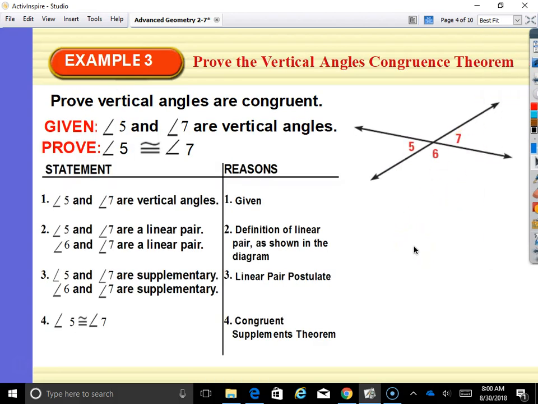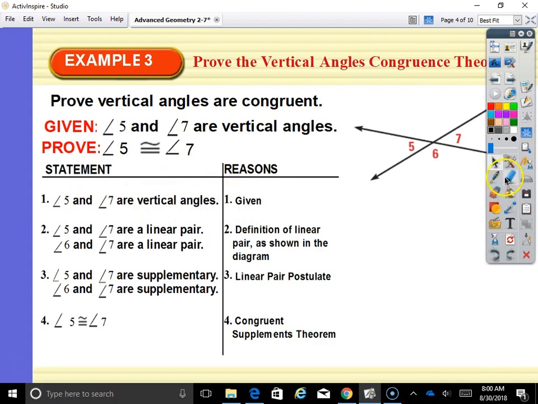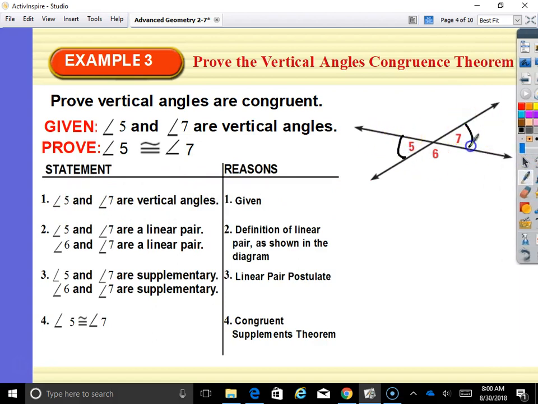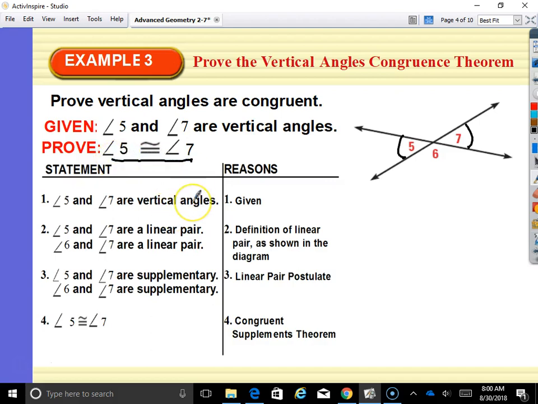Prove vertical angles are congruent. So we are given that angle 5 and angle 7 are vertical angles, and we're trying to prove that 5 and 7 are congruent. Because they're vertical, they're congruent, definition of vertical angles. But we can't use the definition of vertical angles to prove the definition of vertical angles, right? So you have to use something else. When you're proving it, you can't use it. Does that make sense? You're trying to prove this without using that fact.